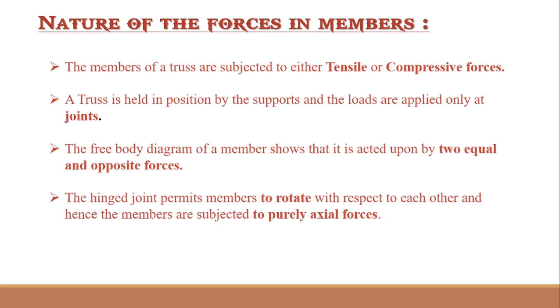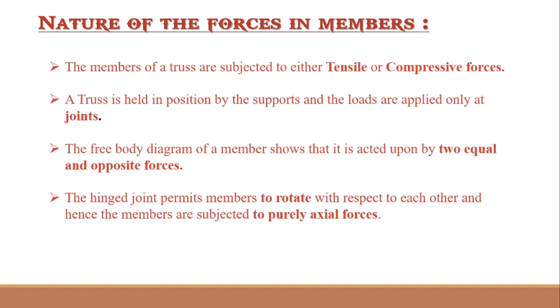A truss is held in position by the supports and the loads are applied only at the joints. So a truss is held in position by the supports. At the supports it is held by the truss members, but the loads are applied only at the joints. Whatever the load, it will act at the joints. The free body diagram of a member shows that it is acted upon by two equal and opposite forces. So if we take the free body diagram of a member of a triangular truss, it should be acted upon by two equal and opposite forces.